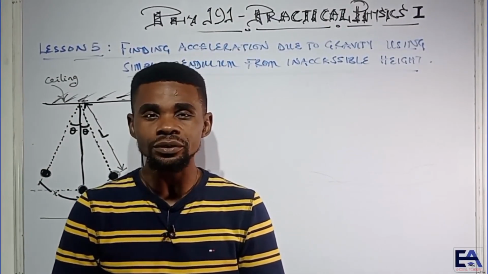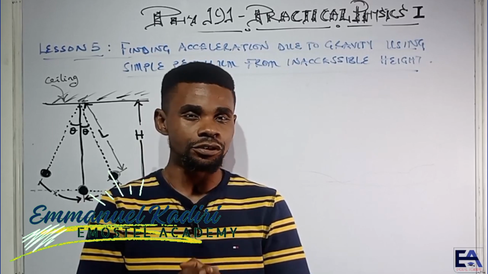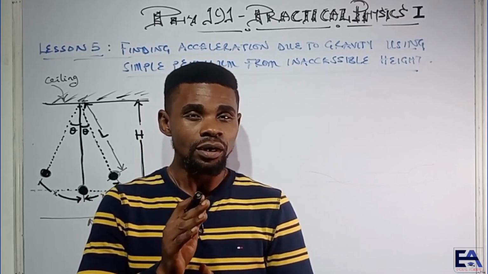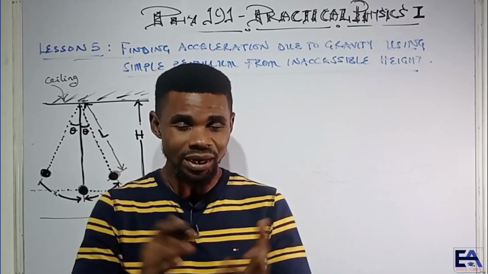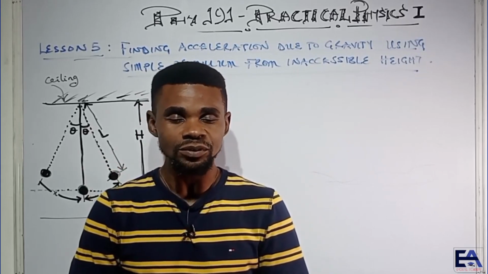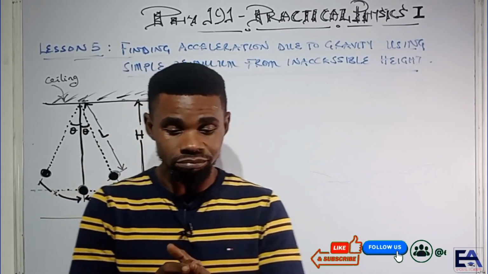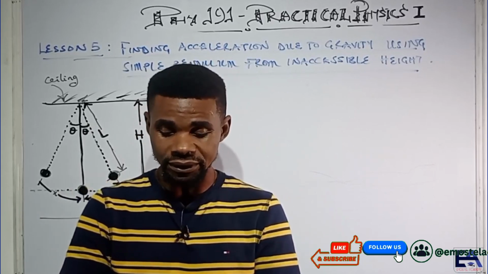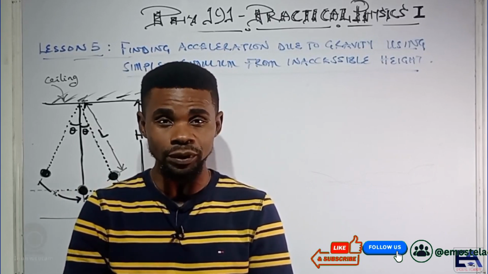In this tutorial, we are going to be discussing how to find the acceleration due to gravity using a simple pendulum that is hung at an inaccessible height. In the previous video, we talked about finding acceleration due to gravity using a simple pendulum that is hung on a retort stand. That one is just the tabletop experiment.